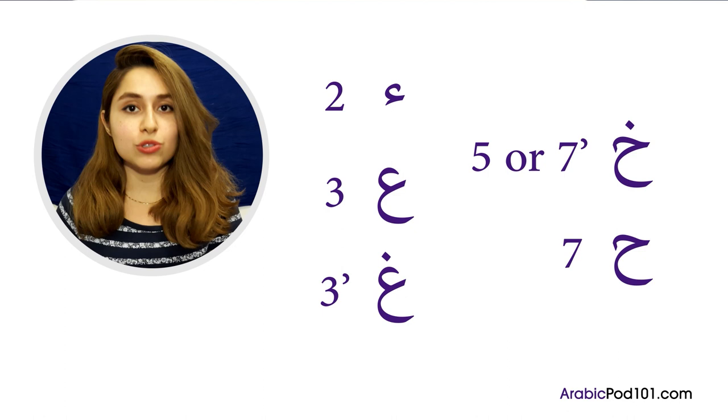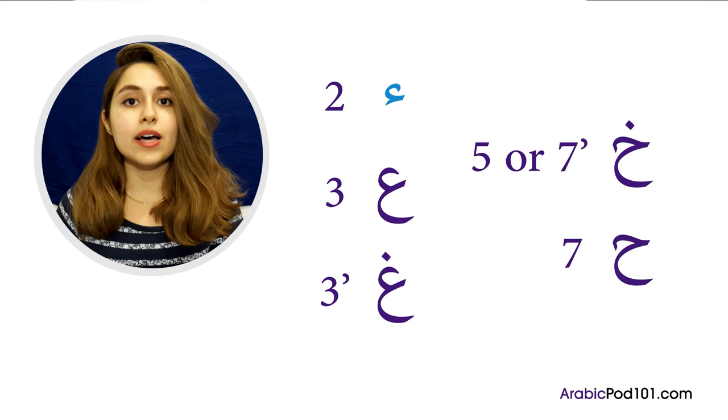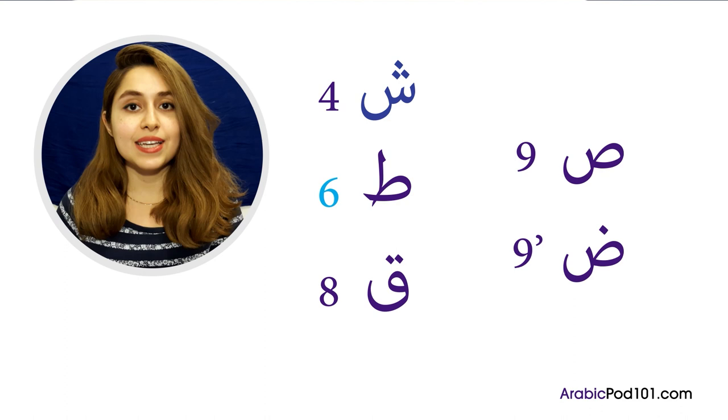Two is used to indicate any glottal stop. Three indicates ain, while three with an apostrophe stands for ghain. Five or seven with an apostrophe indicate kha, while seven stands for ha. The less commonly used ones are the following. Four indicates sheen, six indicates ta, eight indicates qaf, nine indicates sad, and nine with an apostrophe indicates dad.